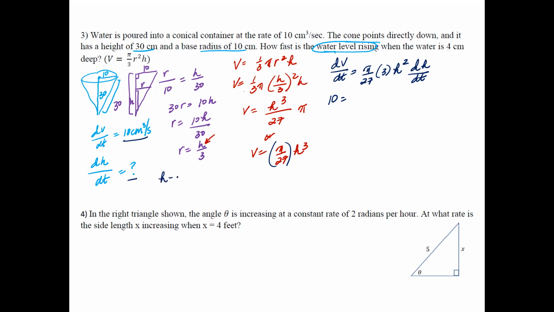I know that my height is going to be 4 centimeters. So then if I plug it in right here, I have pi over 27. 4 times 4 is 16. 16 times 3 is going to be 54. dH over dt.